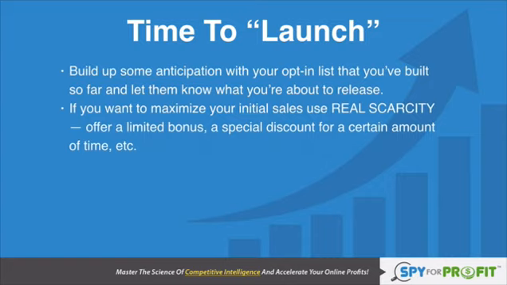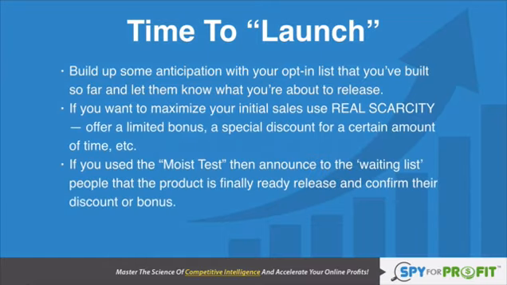Now, typically when people think of a product launch, they think of lining up a bunch of affiliate partners and having everyone mail at the same time. That's not really the launch we're talking about. We're just talking about the product release to our own list, to the prospects that we built up during the validation stage. So if you use that moist test technique, then you want to announce to the waiting list people that, hey, the product's now finally ready for sale again, ready to be released.